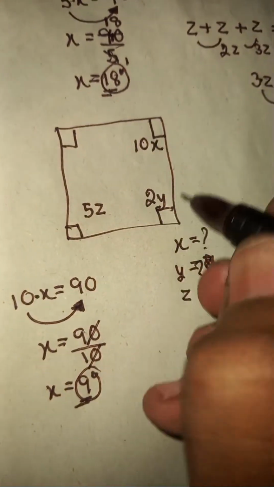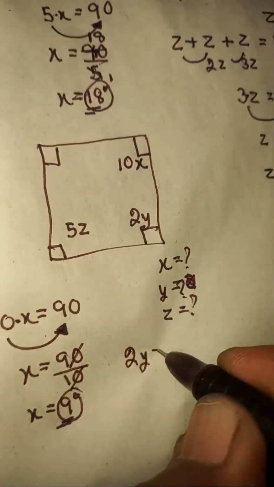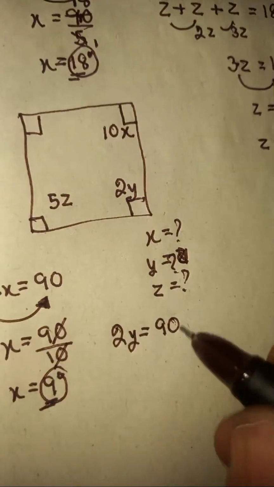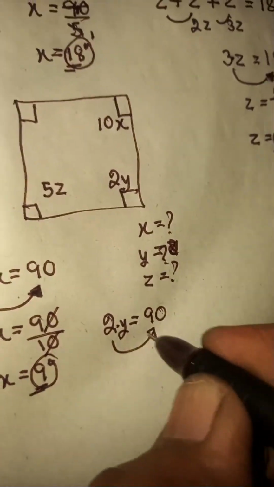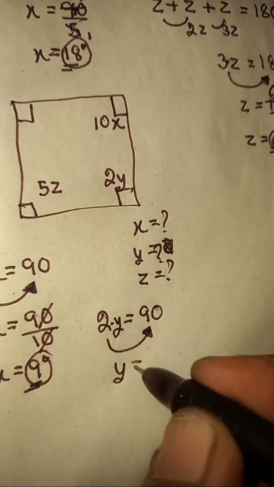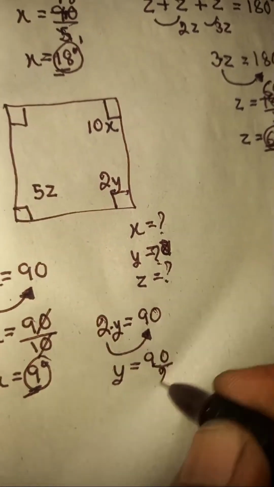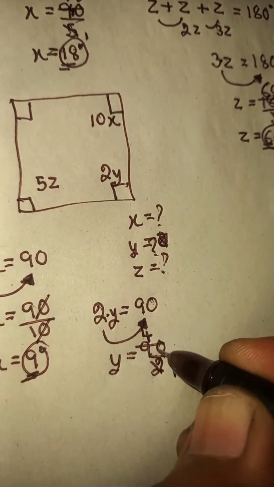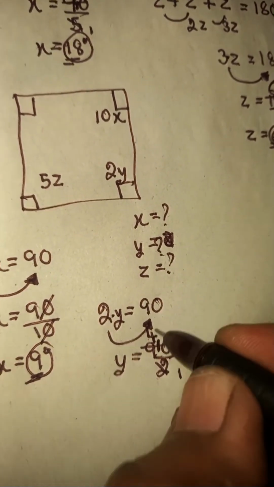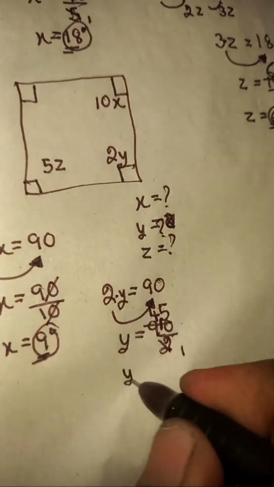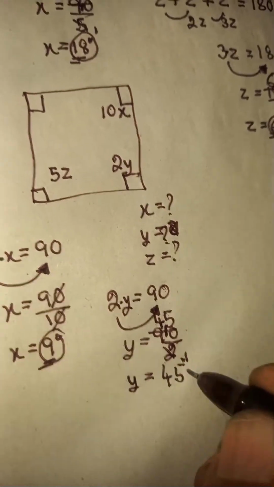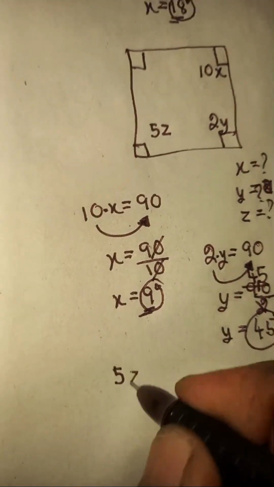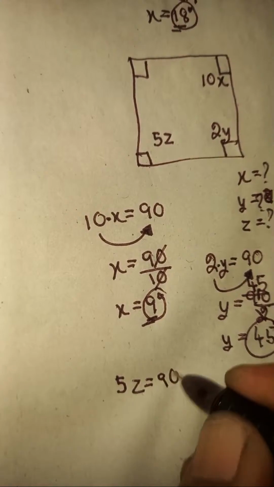And let's take this one, 2y. 2y equal to 90 degrees. 2y is 90 degrees, which means 2 times y. 2 comes below, that is y equal to 90 by 2. 2 ones are 2, 2 fours are 8, 9 minus 8 is 1, remains, 10. 2 fives are 10. y is 45 degrees. And let's find the z value, that is 5z equal to 90 degrees.